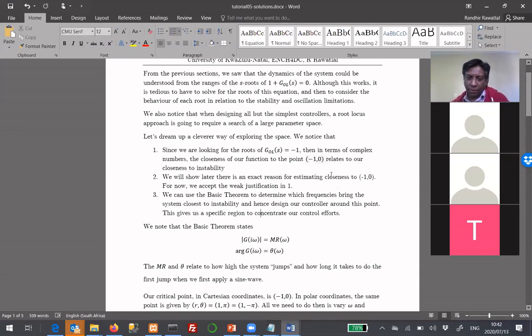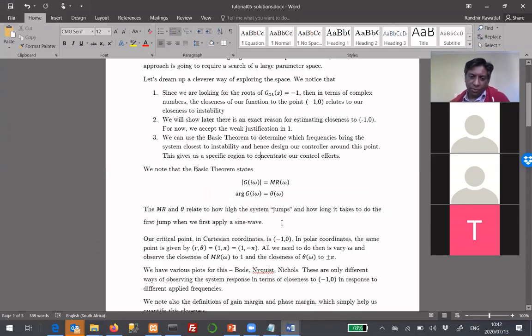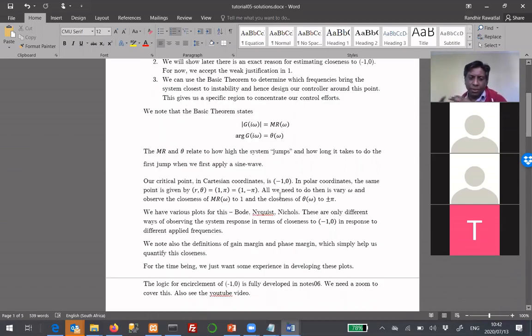For today, however, we are going to first try to understand how we can visualize these things. Generally accepting that this closeness is important, we are just going to look at how we can take a complicated function and understand how close it comes to -1, 0. And we have these three types of plots to help us do that: Bode, Nyquist, and Nichols. These are three different ways of visualizing the same information.